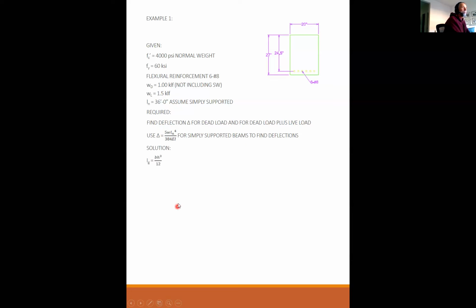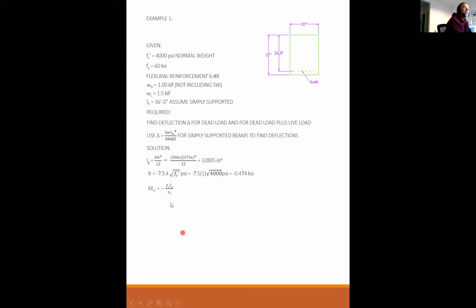Okay, solution. I need to calculate I gross. I gross is bh cubed over 12. 20 times 27 to the 3rd over 12. 32,805 inches to the 4th. Modulus of rupture, 7.5 lambda square root f prime c. This is normal weight concrete, so lambda is 1, and with 4,000, I get minus 0.474 KSI. And remember our first lecture, any concrete in tension is negative, concrete in compression is positive.